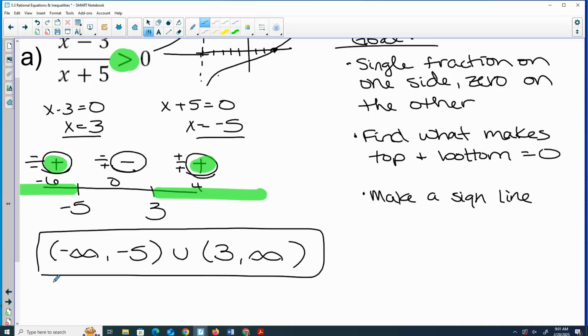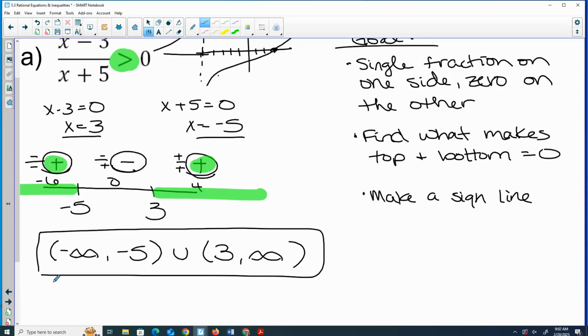Because my inequality was greater than 0. Okay, that's a little bit different than problems we've solved in the past. What questions do you guys have for me there? Did I lose anybody?